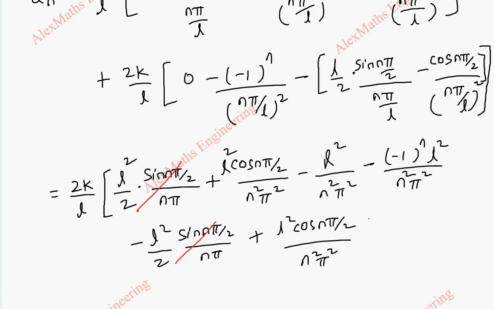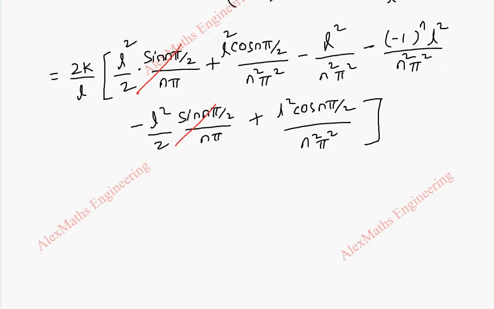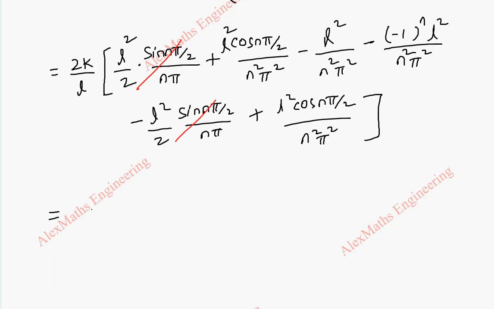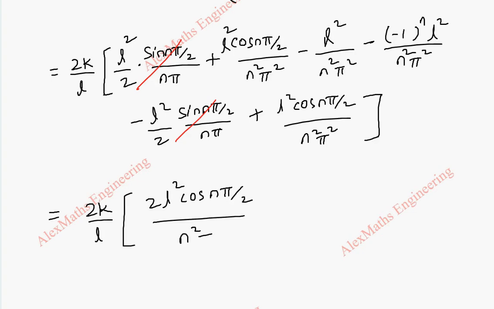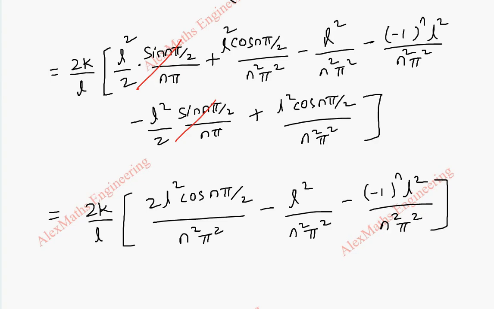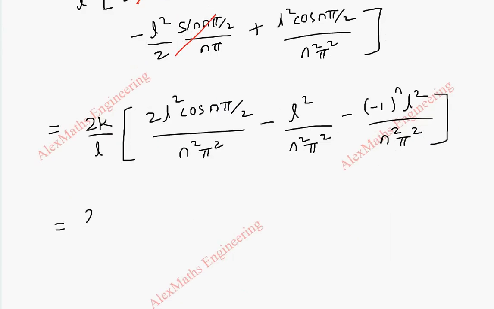We can cancel. Then after that we have like terms that we can add. So this is 2k by L. Now 2L square into cos n pi by 2 by n square pi square, then minus L square by n square pi square, and again minus 1 whole power n L square by n square pi square. Now I can take L square common, so this will become 2k L square by L.